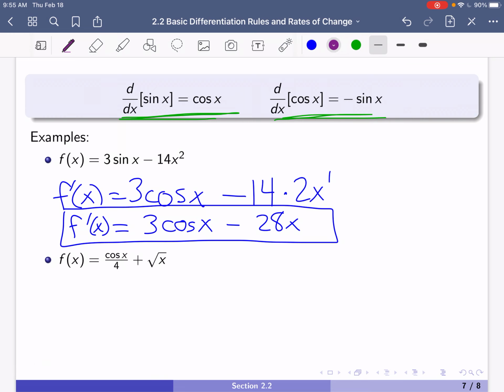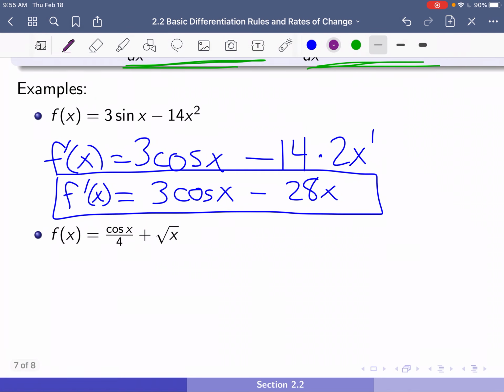For our next example, we have cosine x divided by 4 plus x square root of x. So I might rewrite this as 1/4 cosine x plus x to the 1/2. All right, so dividing by 4 is the same as multiplying by 1/4. Square root of x is the same as x to the 1/2. So that's not a derivative. That is just using algebra.